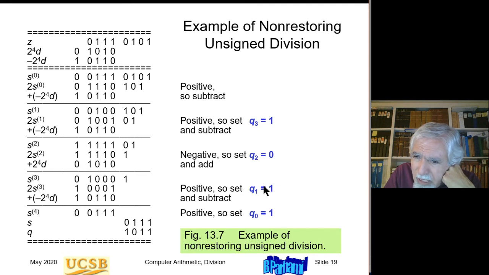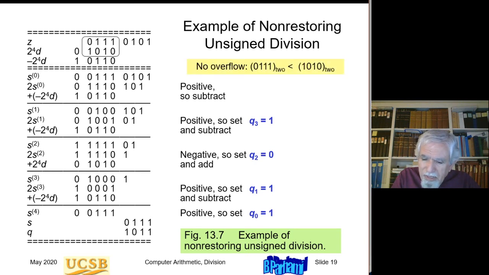The result is now positive, so the next quotient digit is 1. And finally, the last quotient digit is 1. Okay, so whether we add or subtract depends on the sign of the partial remainder. If the partial remainder is positive, then we subtract. If it's negative, we add. So this is an example of non-restoring division.